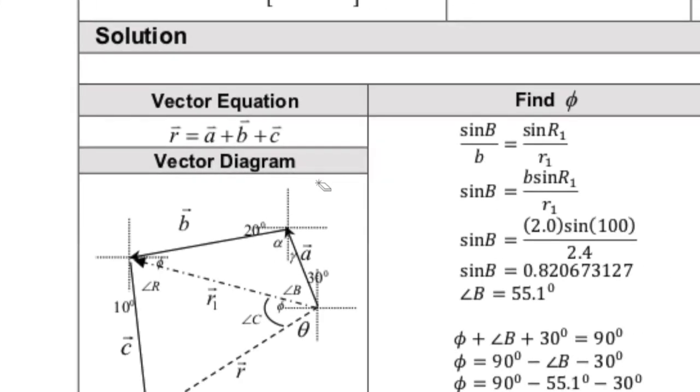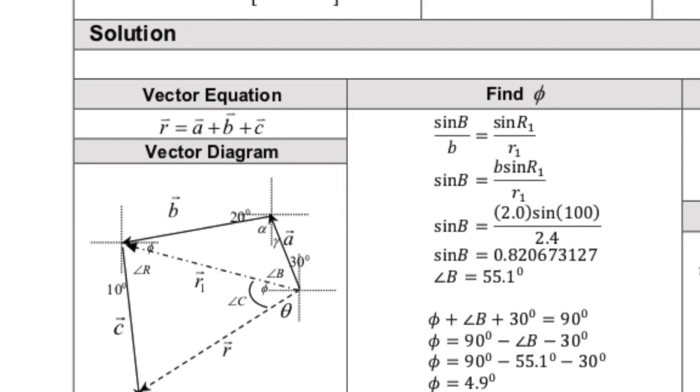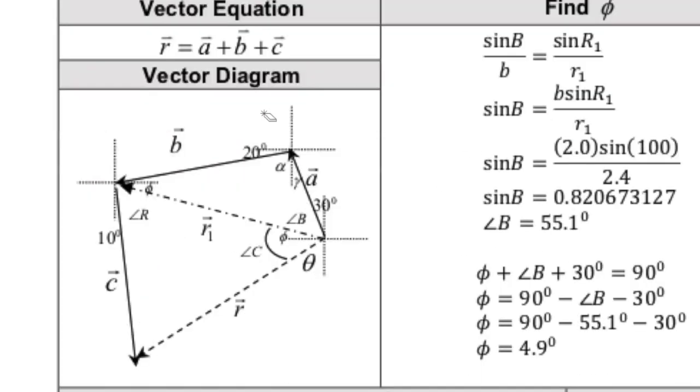So here's our vector equation. Innocent enough. R is equal to vector A plus vector B plus vector C. Yeah, this is what that ends up looking like. So now here's the disgusting nightmare geometry that you got to do.